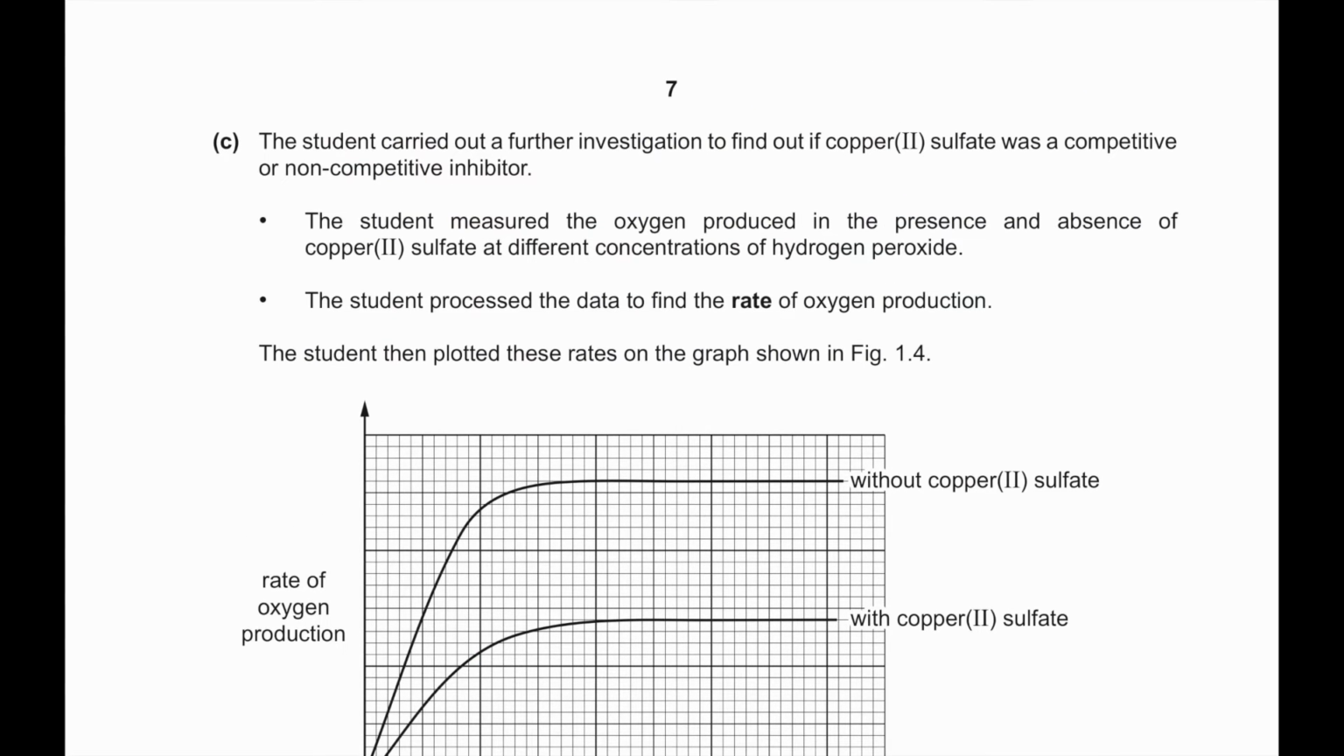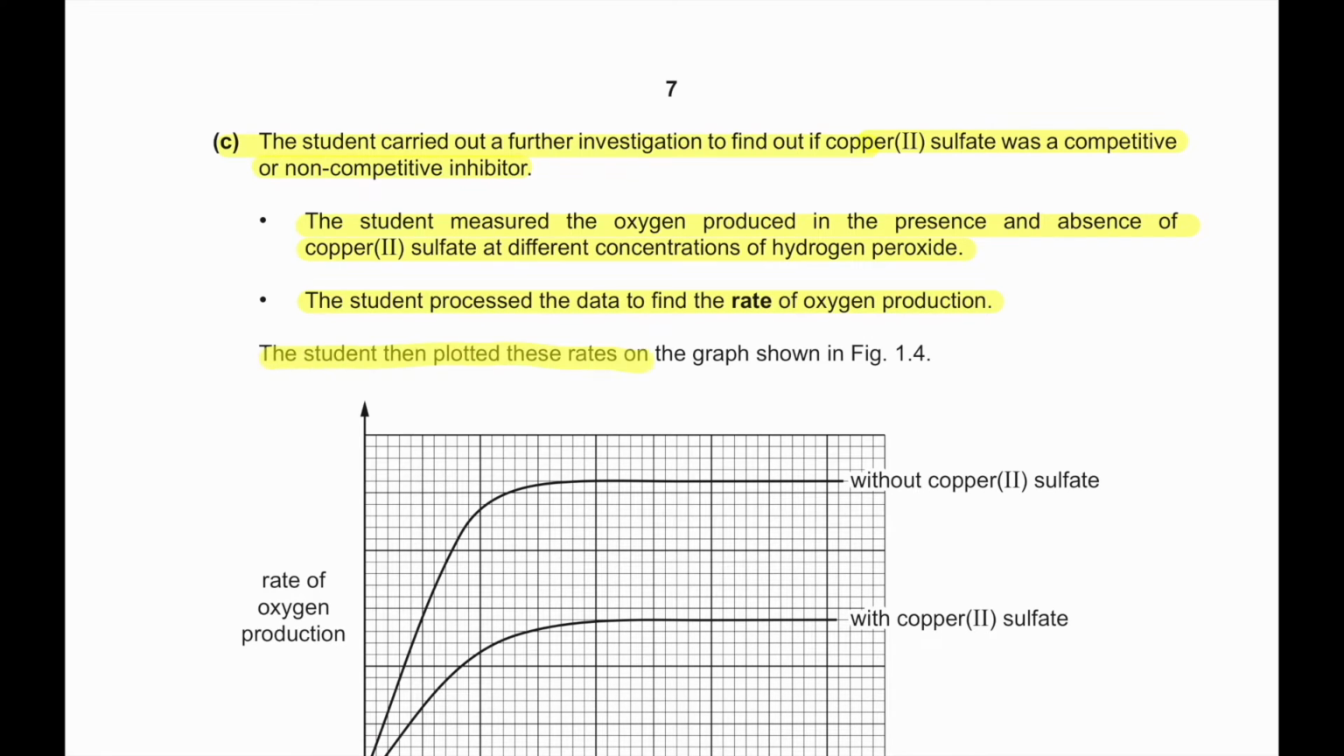Part C. The student carried out a further investigation to find out if copper 2 sulfate was a competitive or non-competitive inhibitor. The student measured the oxygen produced in the presence and absence of copper 2 sulfate at different concentrations of hydrogen peroxide. The student processed the data to find the rate of oxygen production.